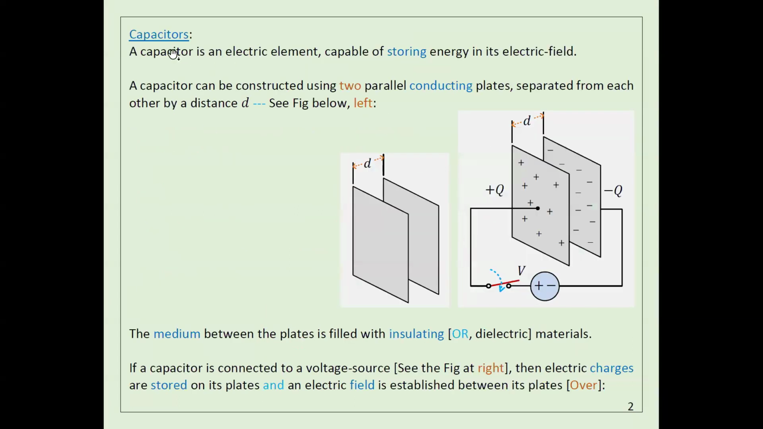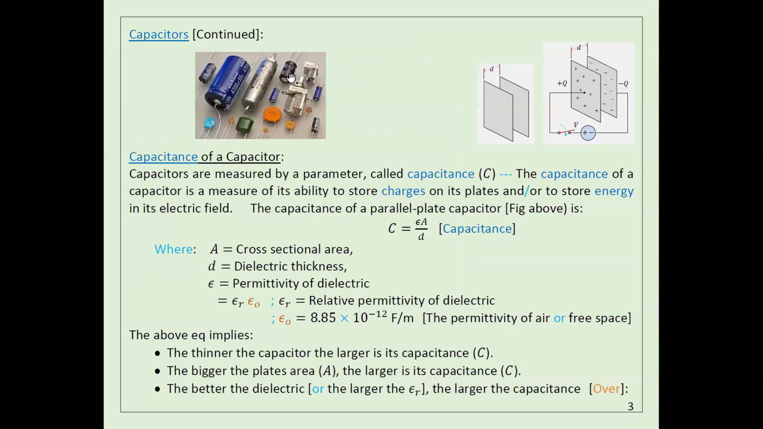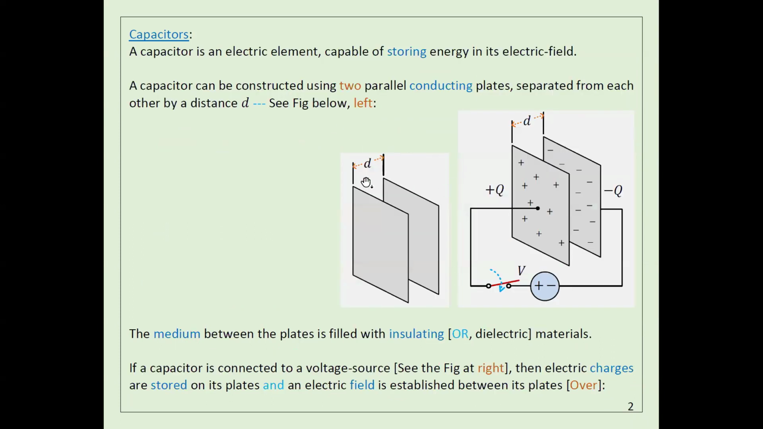Let's start with the first one, the capacitor. First of all, look at this picture. Maybe you're already familiar with these elements, maybe you have seen them somewhere. All these pictures show different types of capacitor. So how are these capacitors made? I'm going to tell you how.